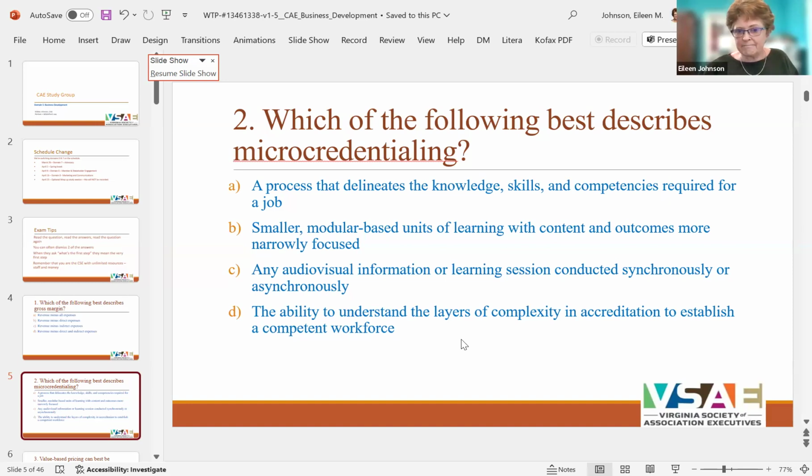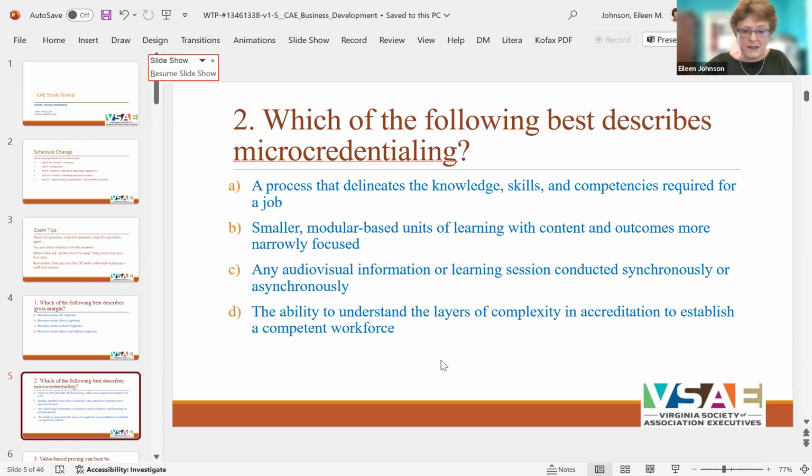Anybody get a different answer? I will say that I don't think any of these are really good answers. Agreed. Because the correct answer is C. If you look at the answers they give you, I would throw out A, because it is a process, but it's not job related specifically. It's to an area of knowledge versus a particular job. So I'd drop out A. And D is the same thing. It references workforce, and micro-credentialing really doesn't have a tie to that.